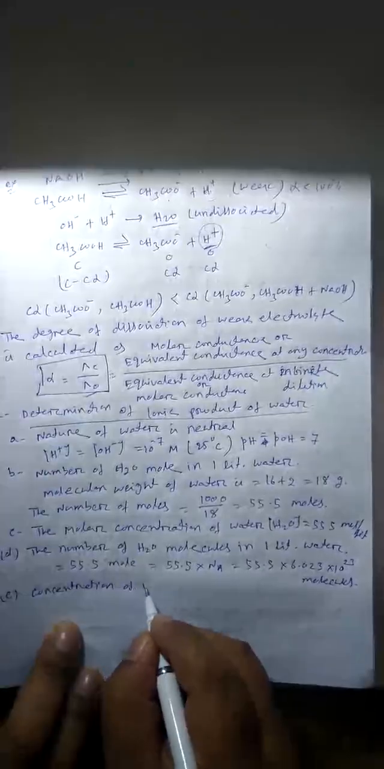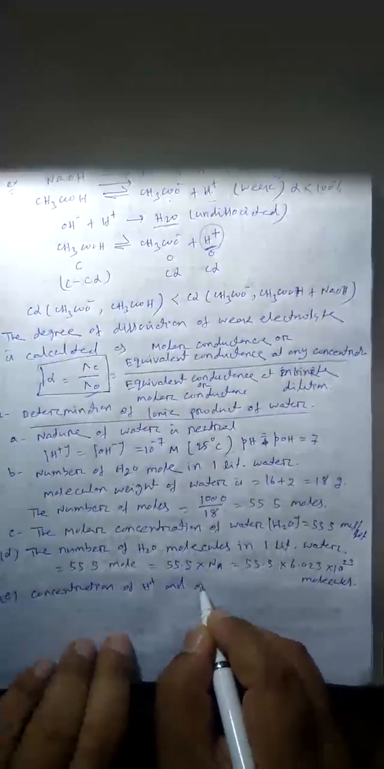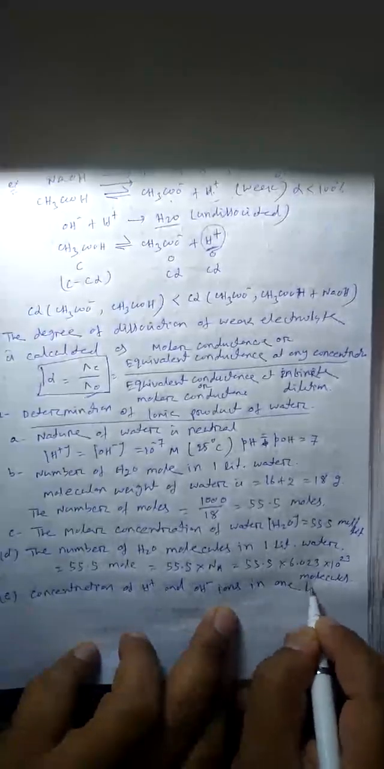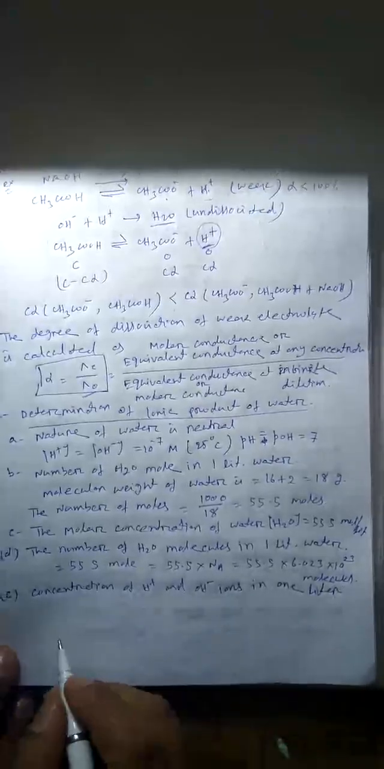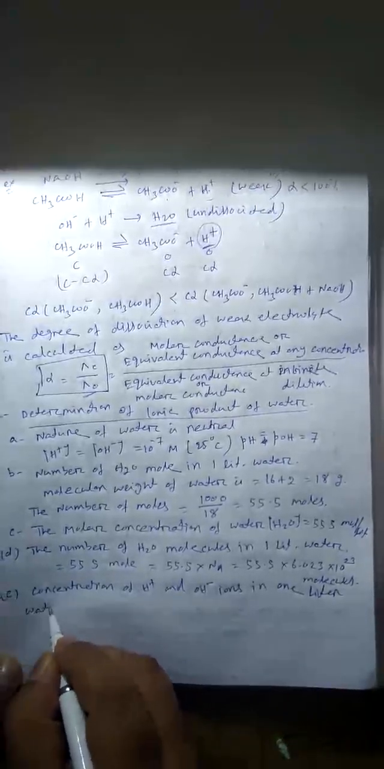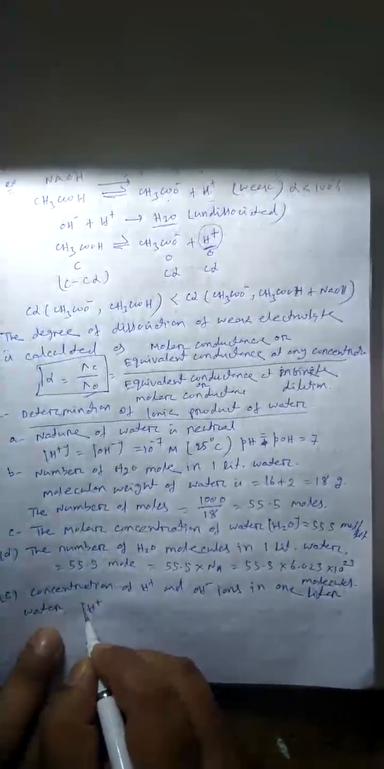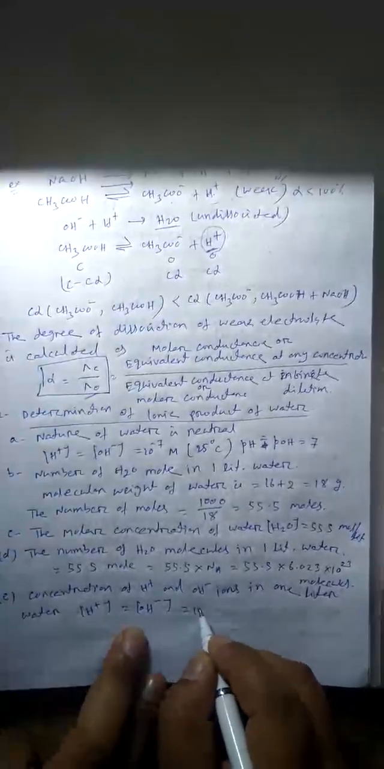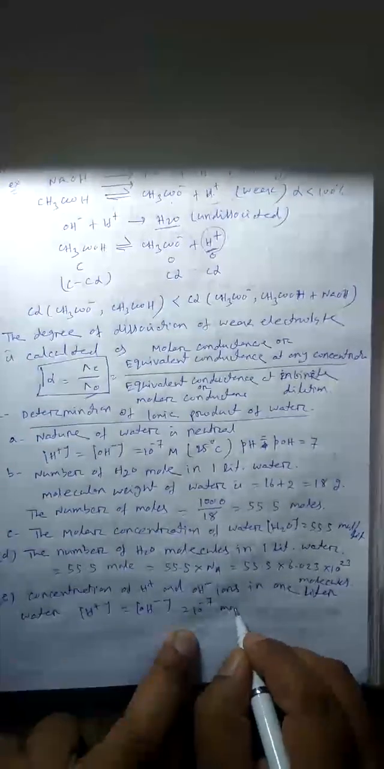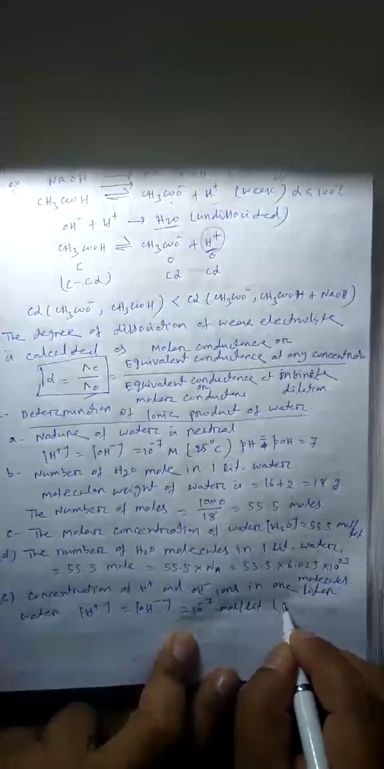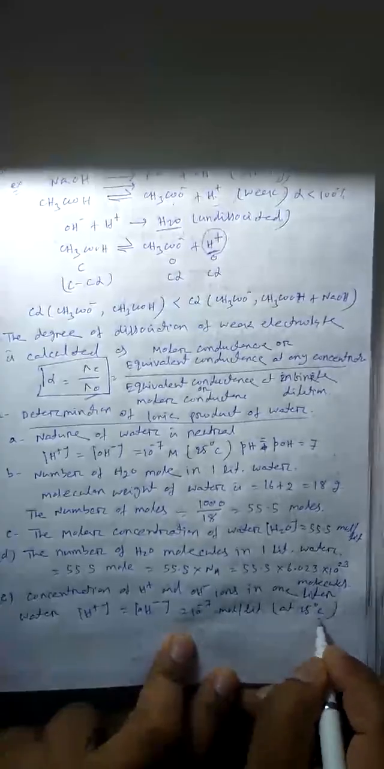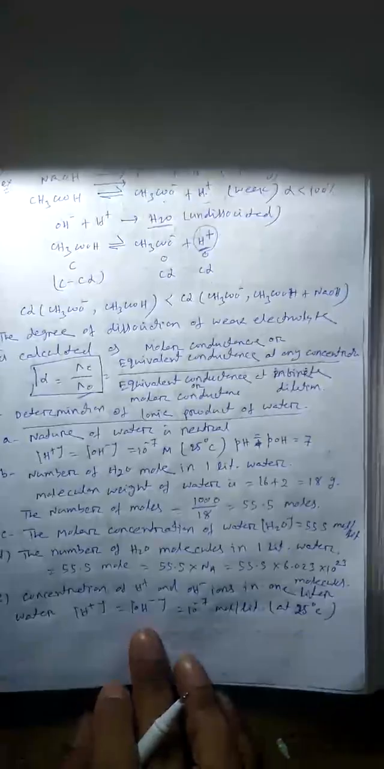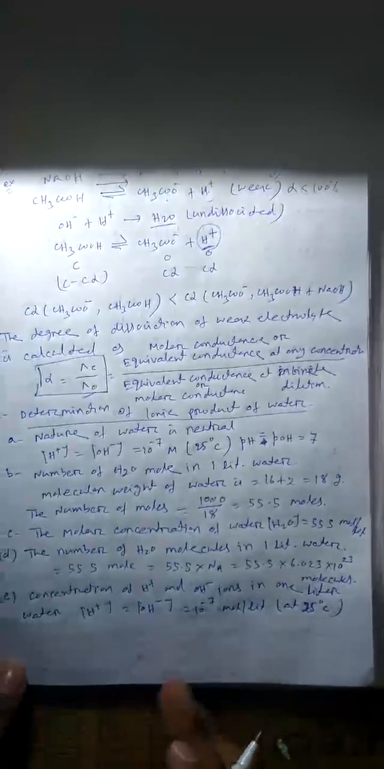Concentration of H plus and OH minus ions in 1 liter water. In 1 liter water, H plus concentration is equal to OH minus concentration is equal to 10 to the power minus 7 mole per liter at 25 degree centigrade. The concentration of H plus and OH minus ion is 10 to the power minus 7 mole per liter.